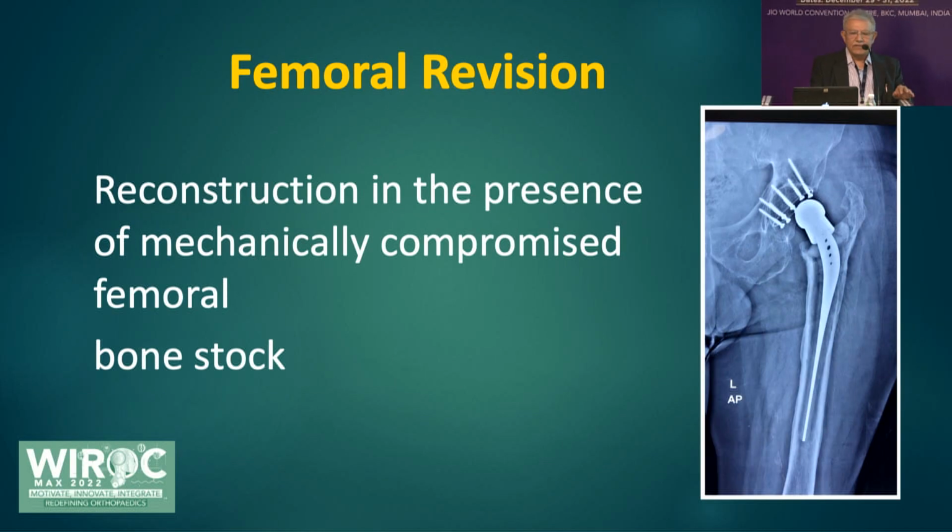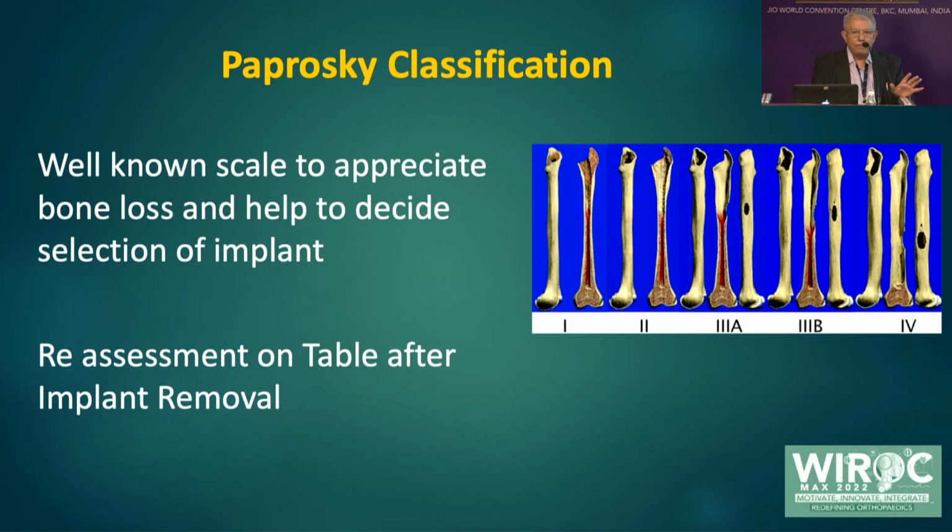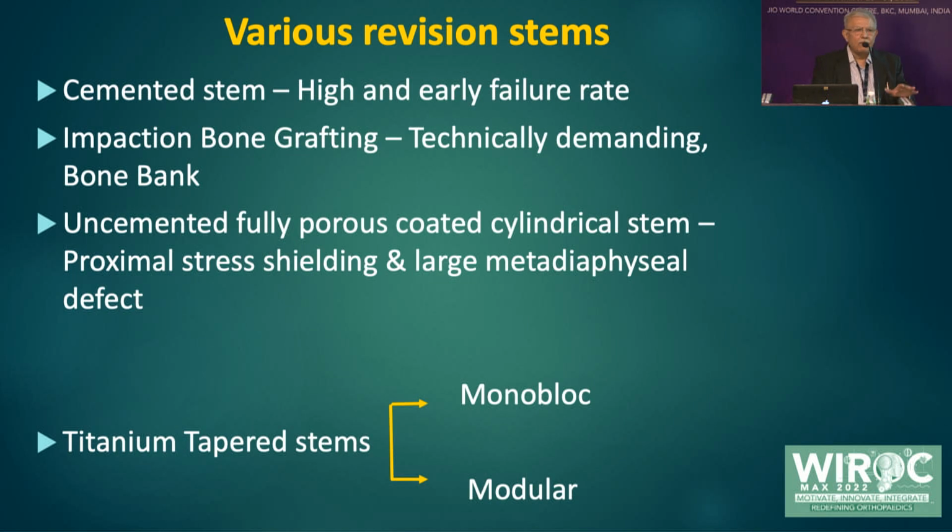The femoral revision is a complex situation, as we know, because of reconstruction in the presence of mechanically compromised femoral bone stock. We all know that. Paprosky classification helps us to define the bone defects, but we have to assess the defect only after the implant removal, which will help to decide about the implant. Various stems were available and are available now.